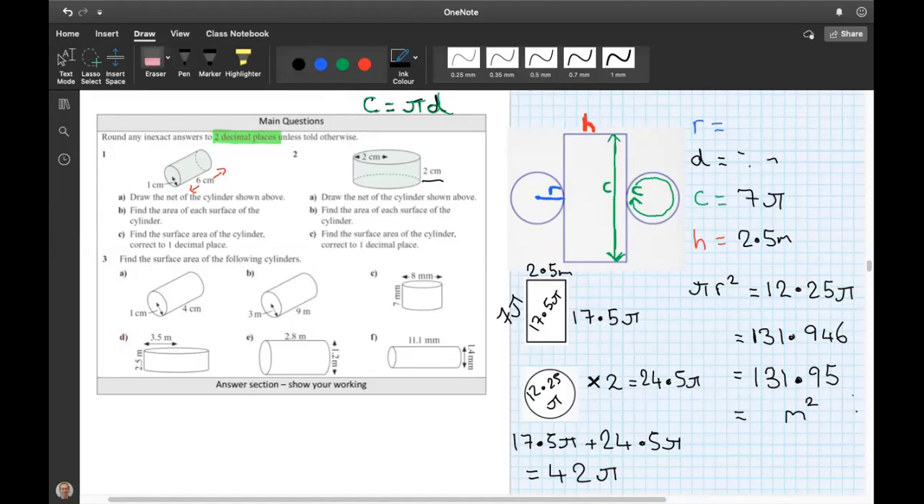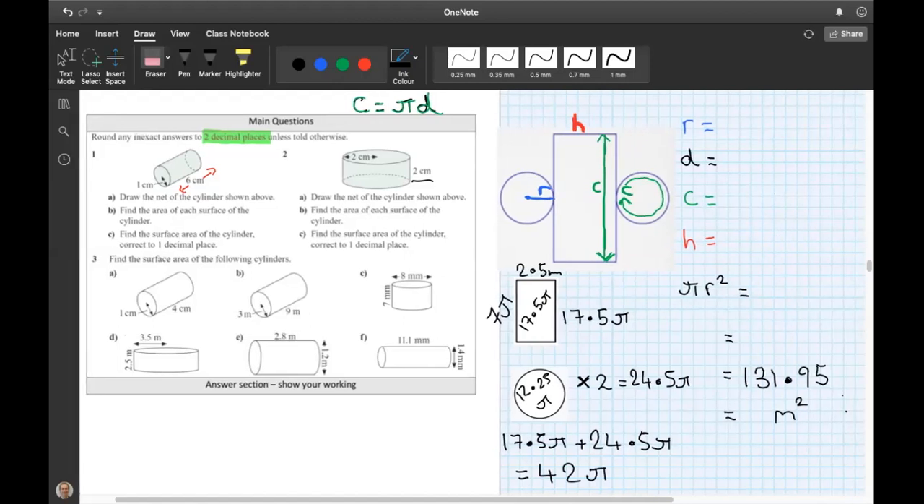Okay, next question. We're having a look at question 3E. So it's been rotated, this cylinder. We've also been given a diameter again. So we need to make sure that we label that diameter first and then calculate our radius.